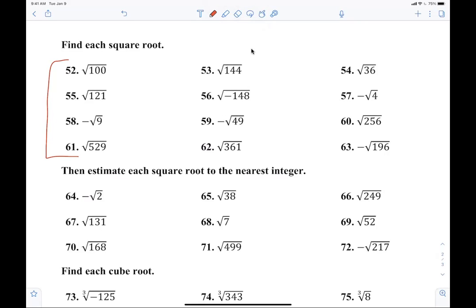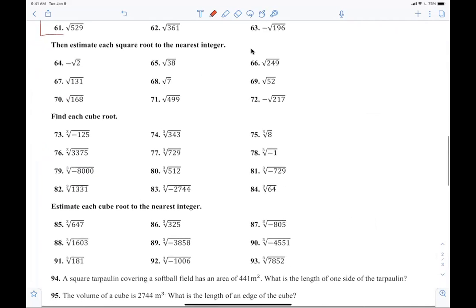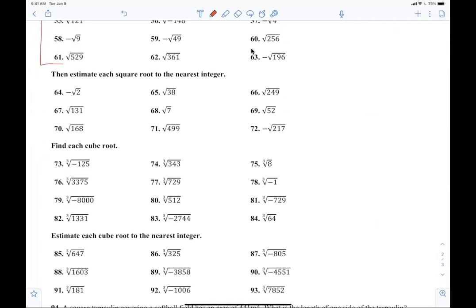Yes, sir. How do you estimate them to the nearest integer? Oh, you don't. You always round to 3 decimal places. I forgot to change that in the directions. Everybody hear me? You're rounding to 3 decimal places. In math, we don't round to the nearest integer.